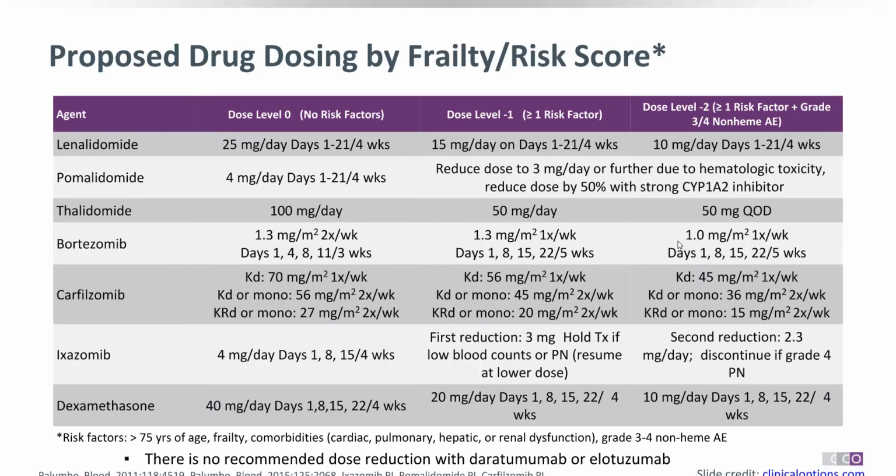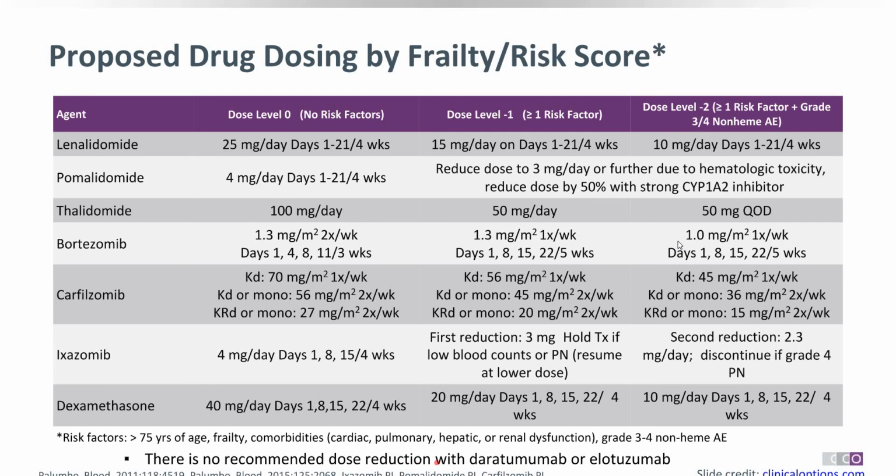This is a very good slide where they have shown the dose levels, how we can reduce the doses of each and everything. Lenalidomide standard dose is 25 mg, but the next is 15 and then the third level is 10. Pomalidomide 4, then 3, then 2. Thalidomide 100, 50, and then 50. Bortezomib reduction is also there. Carfilzomib reduction is also there. So there is a dose reduction. For dexamethasone, reduction is also there definitely, from 40 to 20 or 10 also.